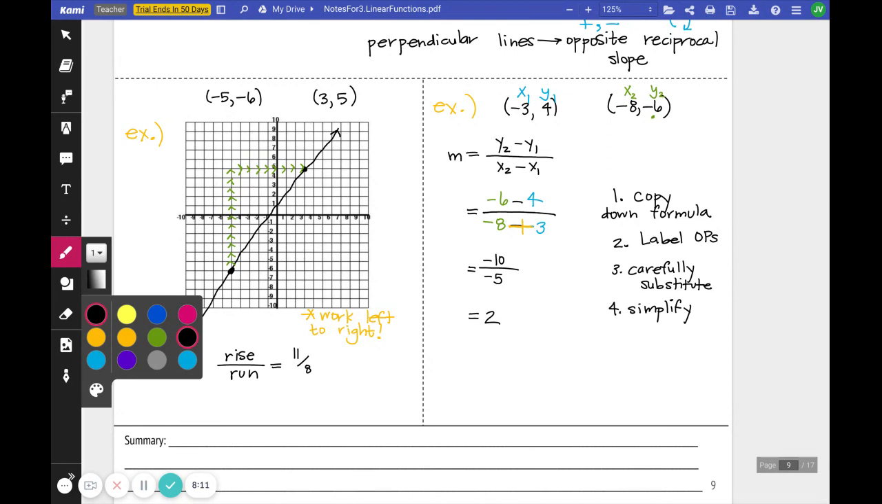Right? So if we have 2 ordered pairs, we copied down the formula so that we had a place to start with. And then we labeled the ordered pairs with what their letter was and what their number was, so we knew where they would go in the formula. Then we took our time and carefully substituted part by part to really make sure we had what we needed. And then we finished by simplifying. So that's how we can find the slope when we are given 2 ordered pairs, but not the graph.